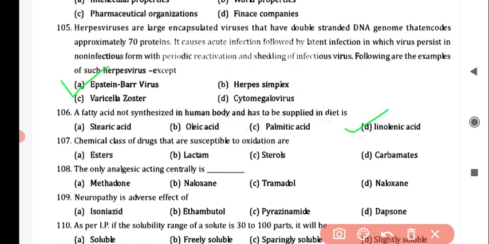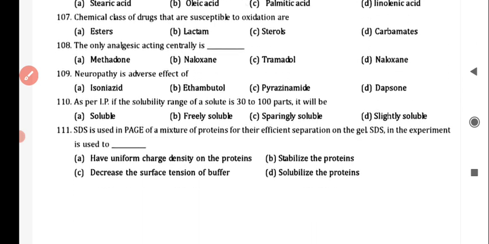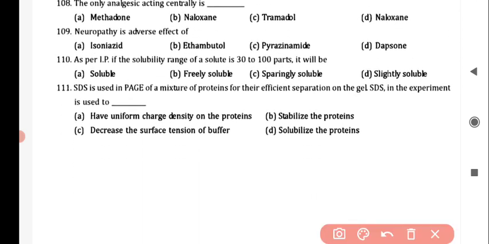Next question is, chemical class of drugs that are susceptible to oxidation are, and the correct answer is option C, sterols. Next question is, the only analgesic acting centrally is, and the correct answer is option A, methadone. Next question is, neuropathy is an adverse effect of, and the correct answer is option A, isoniazid. Next question is, as per IP, if the solubility range of a solute is 30 to 100 parts, it will be, and the correct answer is option C, sparingly soluble.